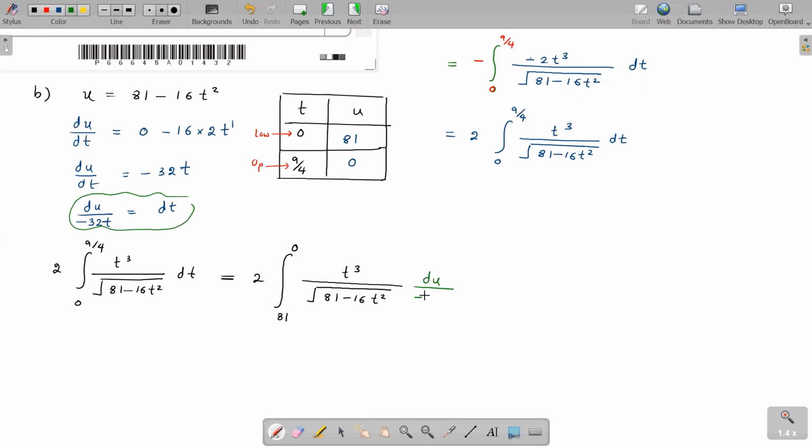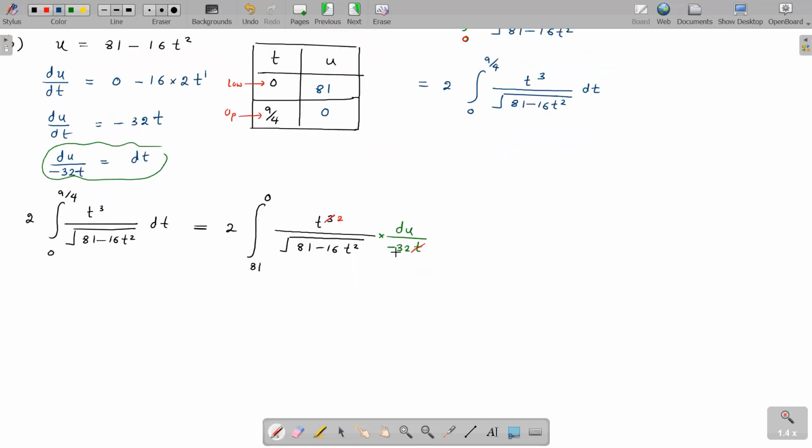du over minus 32t. I think we can see a t will cancel out here, and I get t square. Is that okay? And the minus 1/32 can come out. The limits also, if we want, we can change 0 to 81. Let's go for that for the next step.